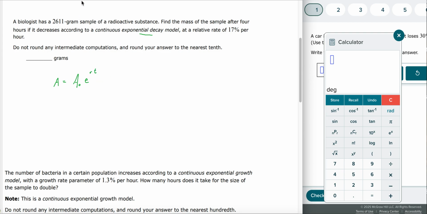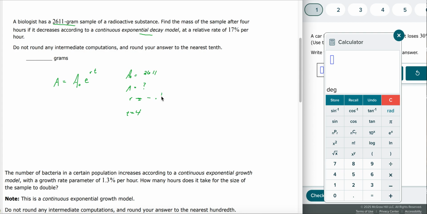Let's think about what we're given. We have this 2,611 gram sample of a radioactive substance. That's what we're starting with, so that's our A sub 0. Find the mass of the sample after 4 hours, so A is what we're looking for: how much of that sample is present 4 hours after this decay has occurred. We were given a time, so T is 4, and we're given that relative rate of decay. So we're given the R, and since it's decaying, getting smaller, it's negative.